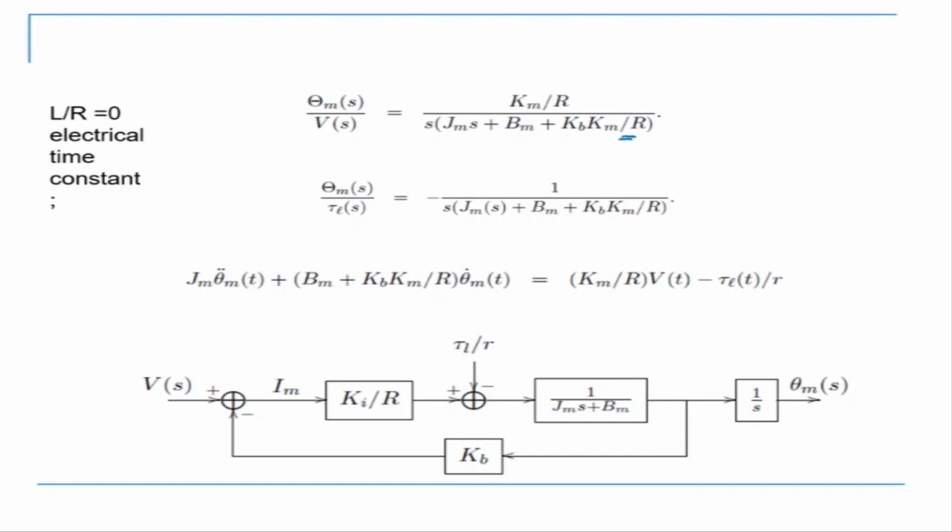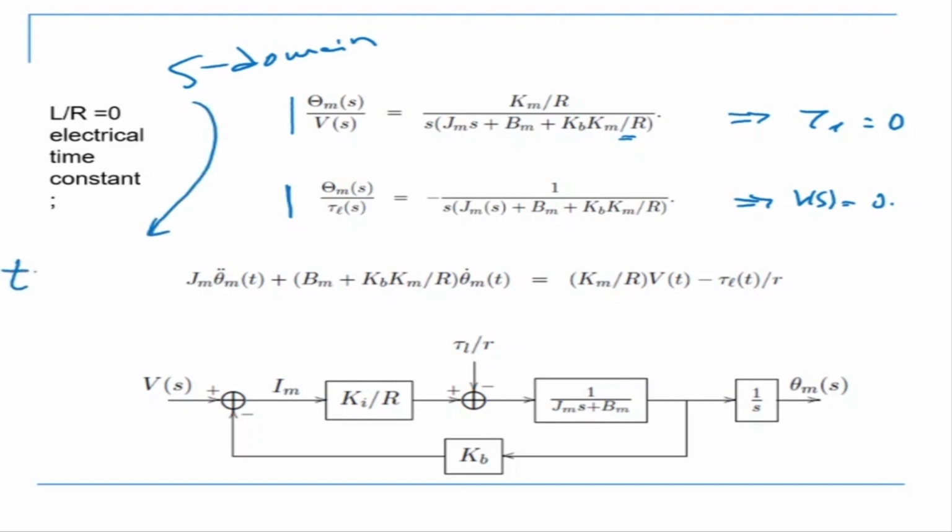And now my transfer function theta ms by Vs is this, and theta ms by tau L is this. So these are two transfer functions. This transfer function we got by assuming tau L equal to 0, and this one by assuming Vs is equal to 0. Now this is in the S domain. If I convert it from the S domain back to the time domain, my equation will be this.